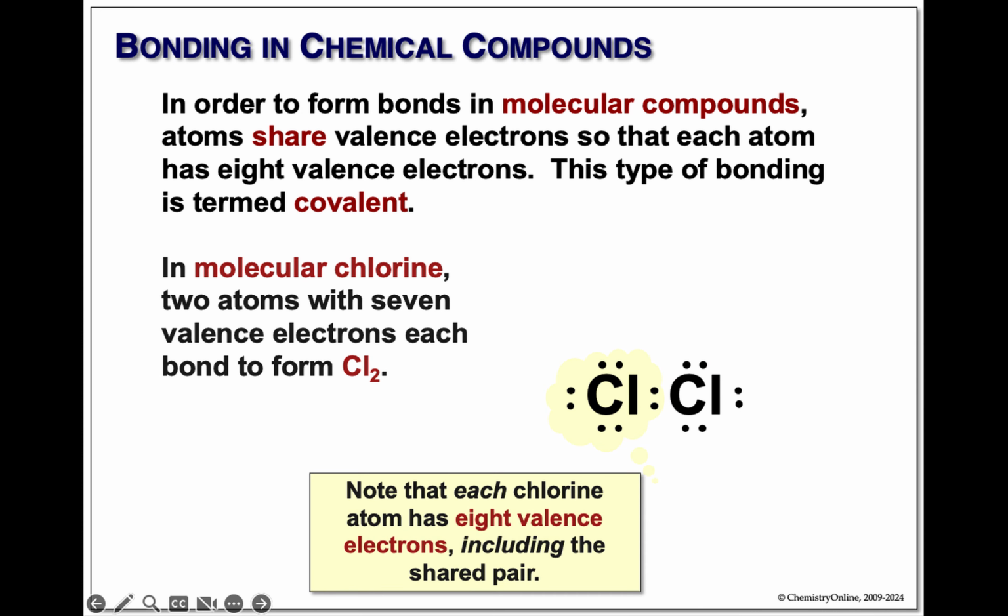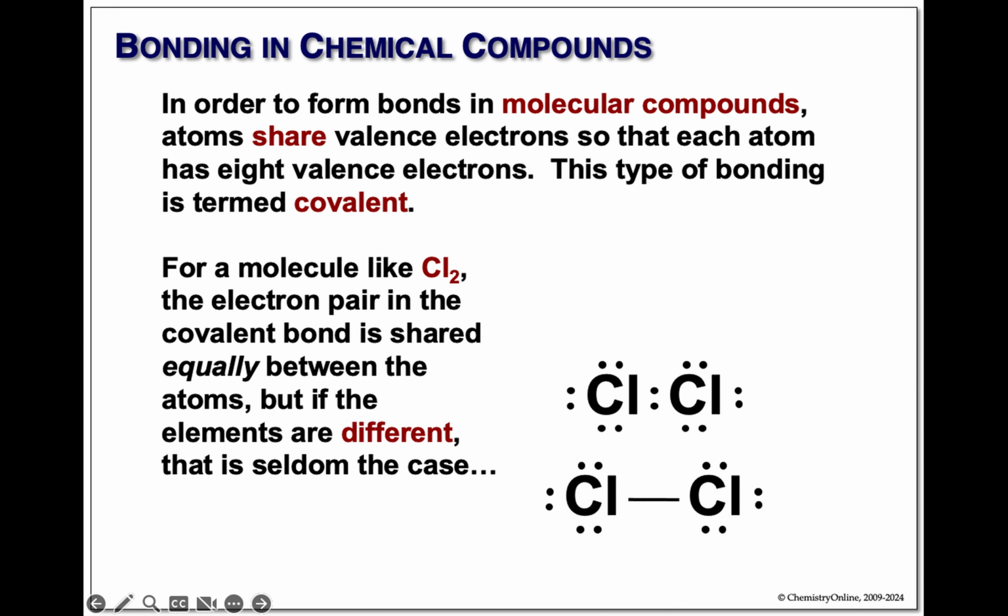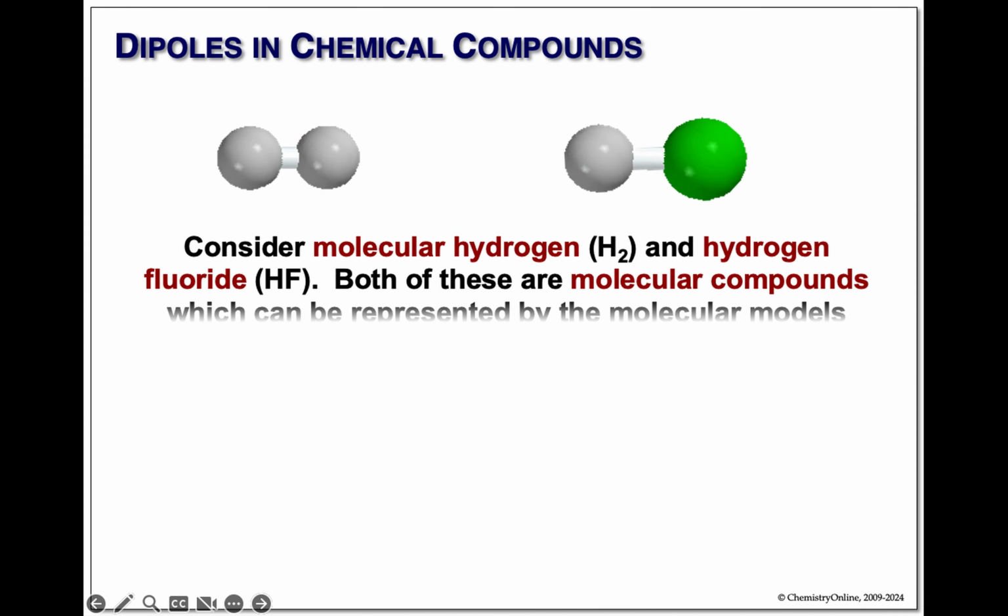We expect the sharing here to be perfect, and typically if both atoms are the same, it will be darn near perfect. They share nicely. But if you have different atoms in your covalent bond, which you typically do, then things are not quite the same. Let's look at 2 examples here. This is hydrogen, H2, the element, and this is hydrogen fluoride. They're both covalently bonded.